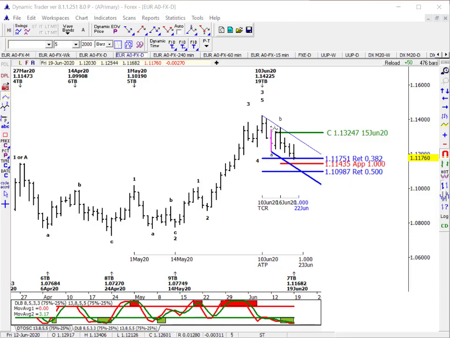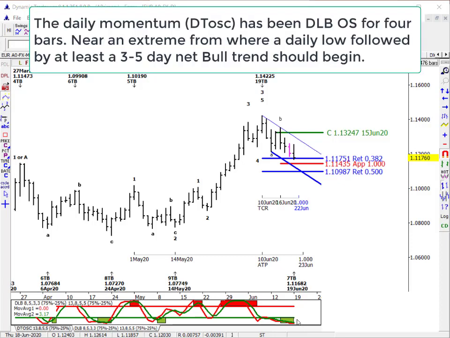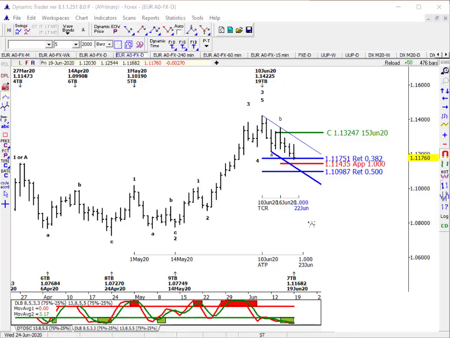So we've been down for about 7 days. The DT oscillator has been oversold for 4 days or 4 bars, and that's usually about the maximum before it makes a price reversal. So we're right near the extreme of this momentum cycle to make a price reversal, which should be a low. We also have 2 very key time factors this coming Monday and Tuesday.